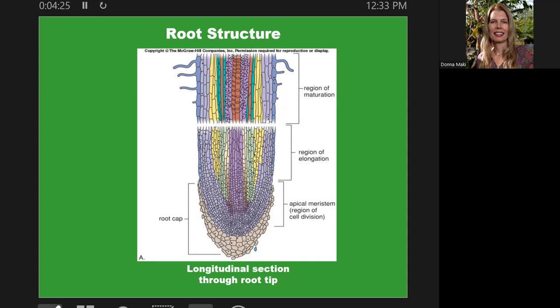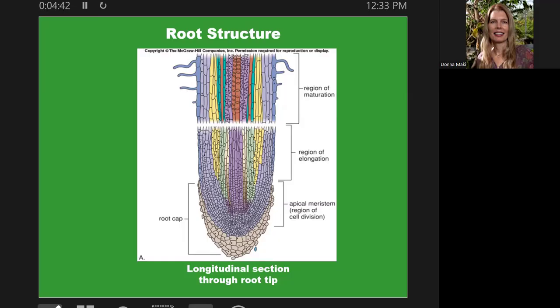Lots of active cell division. So anytime you think about meristem or meristematic tissue, that means really active growth. That's their job. Then if you look up a little bit, you'll see a region of elongation where physically those cells are getting bigger, longer.